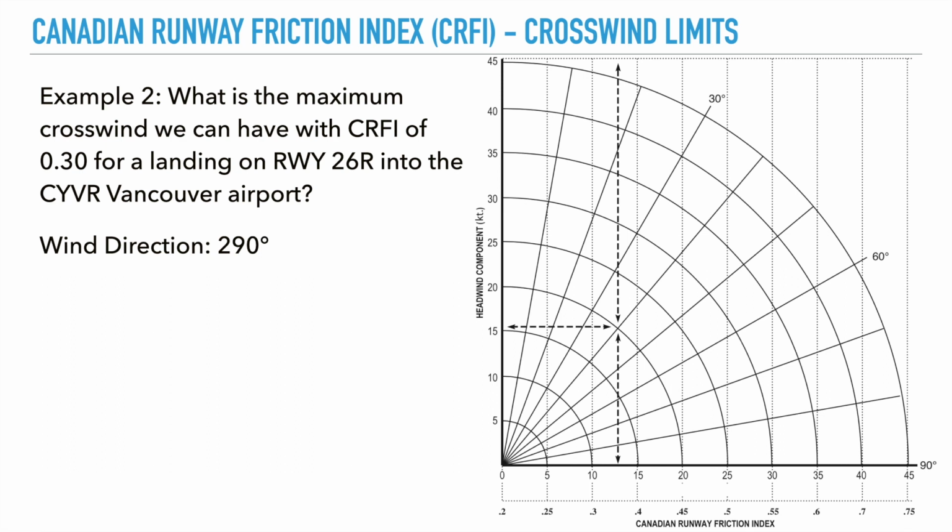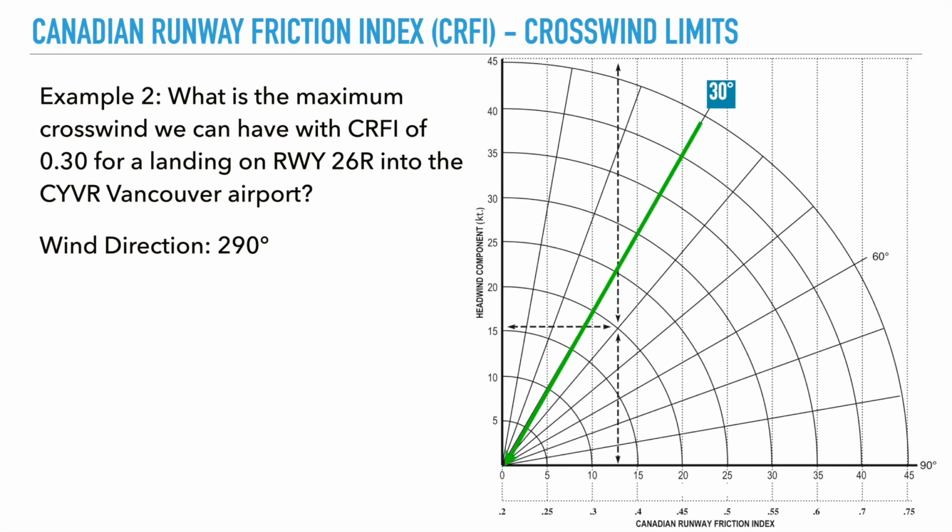Let's look at another example. In this case, we're asking you for a different number. We want to know what is the maximum crosswind we can have with a CRFI that's reported of 0.3 for landing on runway 26 right into the Vancouver airport. And the winds are blowing from 290 degrees. So once again, you've got to figure out your wind angle. From runway 26 to a wind direction of 290, that's 30 degrees off the runway. You draw the line down.